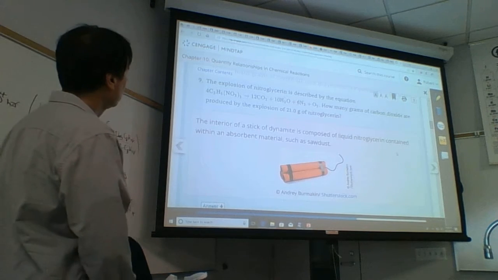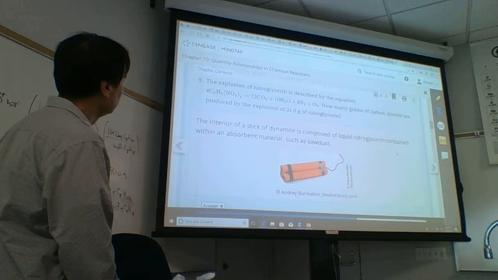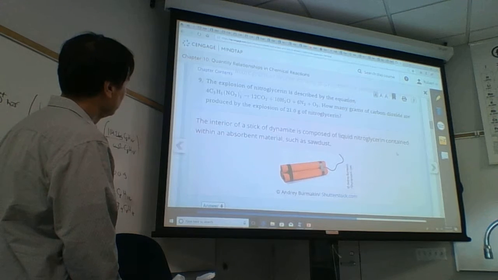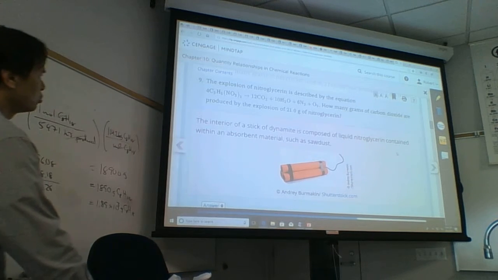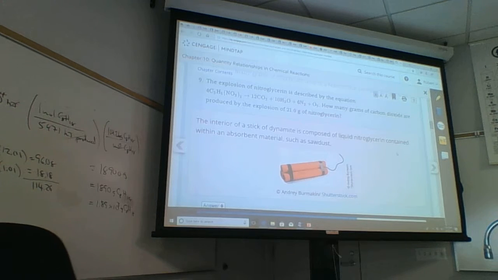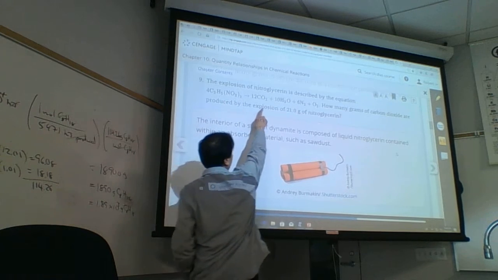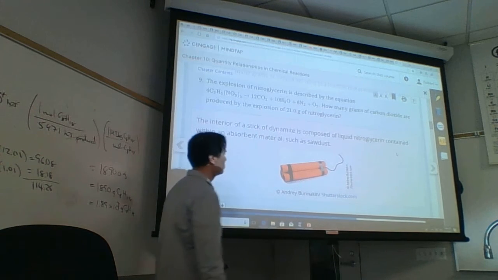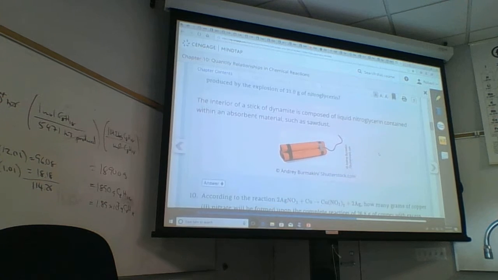conversions here, except now we're getting into grams. So the explosion of nitroglycerin is described by the equation here. That's nitroglycerin, 4 C3H5(NO3)3. That decomposes into CO2, water, nitrogen, and oxygen. How many grams of carbon dioxide are produced by the explosion of 21.0 grams of nitroglycerin? And so here we're going to have to do grams of nitroglycerin to moles of nitroglycerin, moles of nitroglycerin to moles of CO2, moles of CO2 to grams of CO2. And so that's the classic stoichiometry problem. Gram to mole, mole to mole, mole to gram conversion.